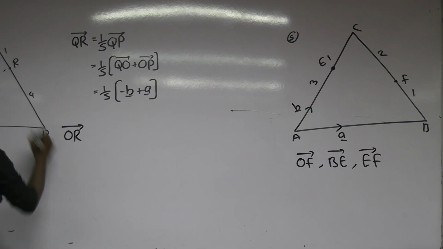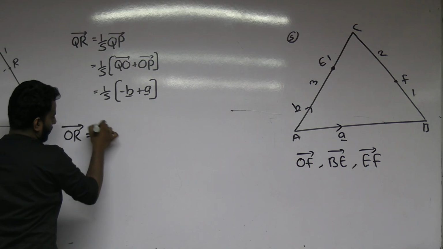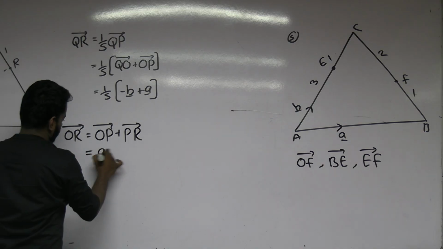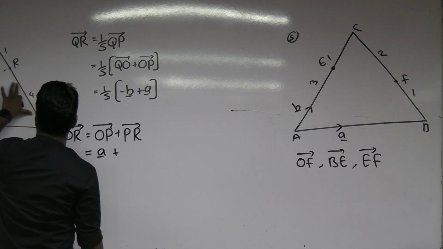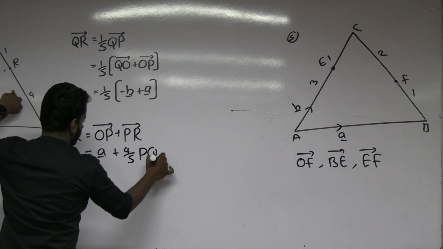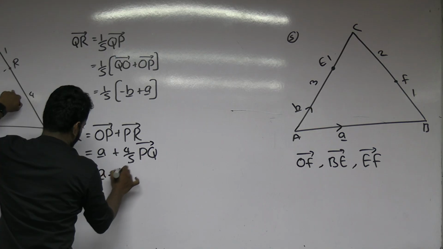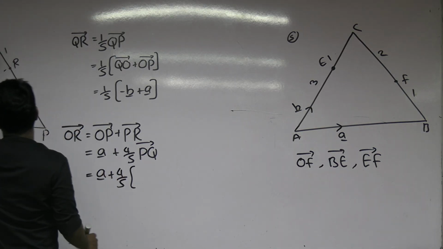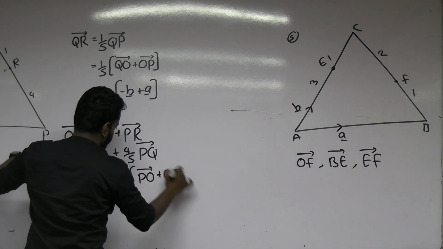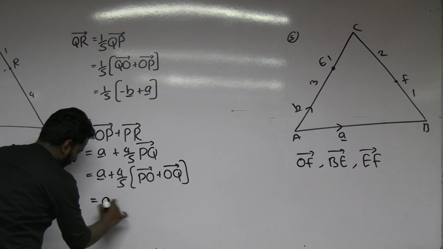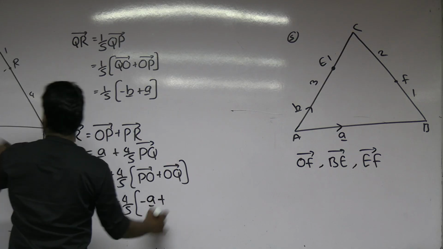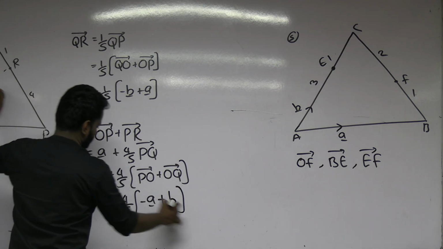So I can write OR equals OP plus PR. OP is A, it's a complete vector, and PR is a portion, so I can write it as a ratio, 4 over 5 PQ. So this is A plus 4 over 5 PQ. PQ equals PO plus OQ. So this is A plus 4 over 5, where PO means minus A, plus OQ is plus B.